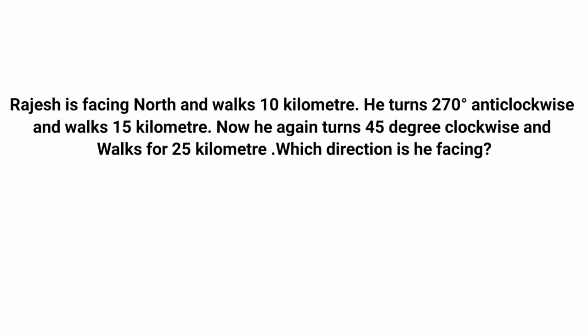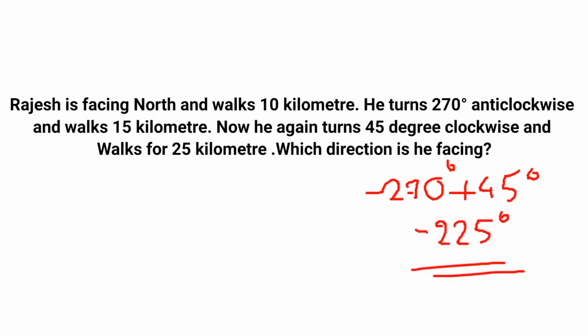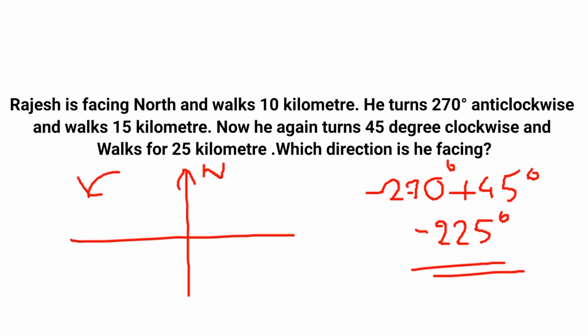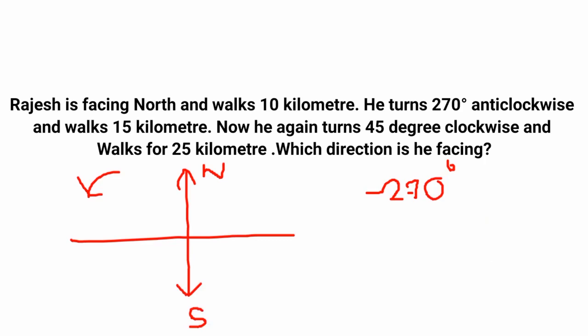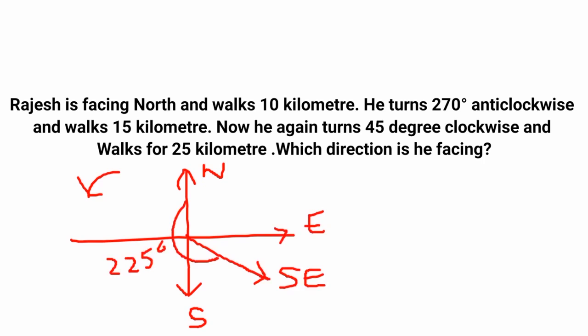At first he is turning 270 degree anti-clockwise, that is minus 270 degree. Then he turns 45 degree clockwise, that is plus 45 degree. So minus 270 plus 45 is minus 225. That is 225 degree in anti-clockwise direction. At present he is facing north. From there 180 degree in anti-clockwise direction means in the exact opposite direction, that is south, plus one more 45 in anti-clockwise direction. So he will be moving in southeast direction.